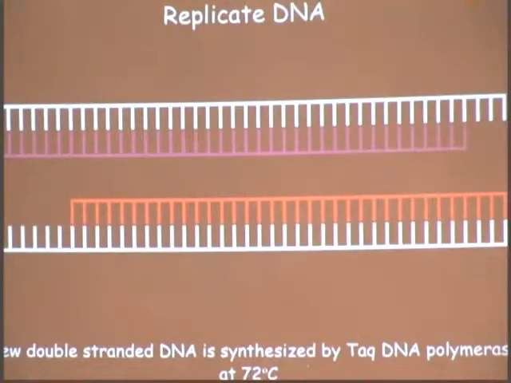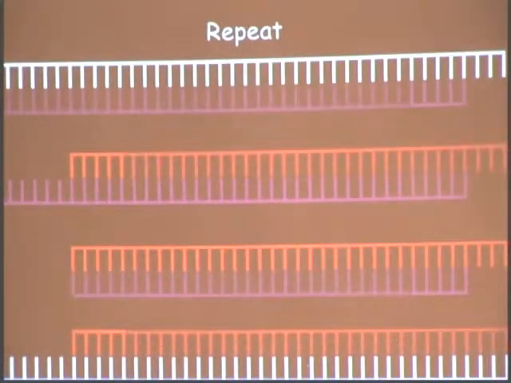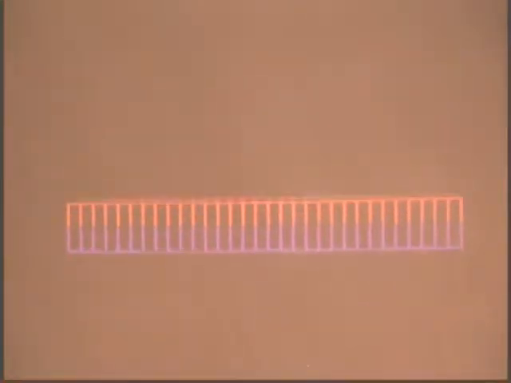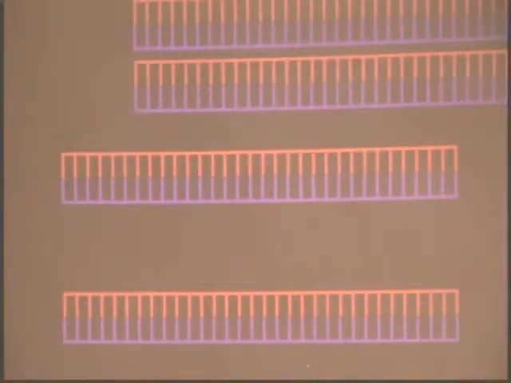Once the DNA is replicated, we have two new double-stranded DNAs that were synthesized by Taq DNA polymerase at 72 degrees. The purpose of this enzyme is that it extends the primers that we've attached. We repeat the steps again, so now we have double what we started with. After each cycle, we have double the PCR product that we had.